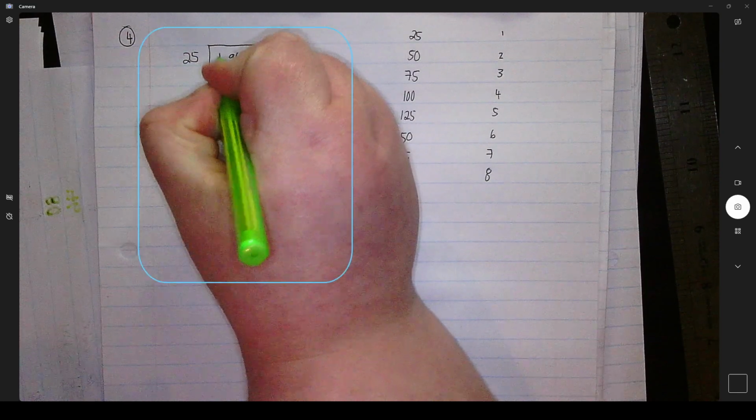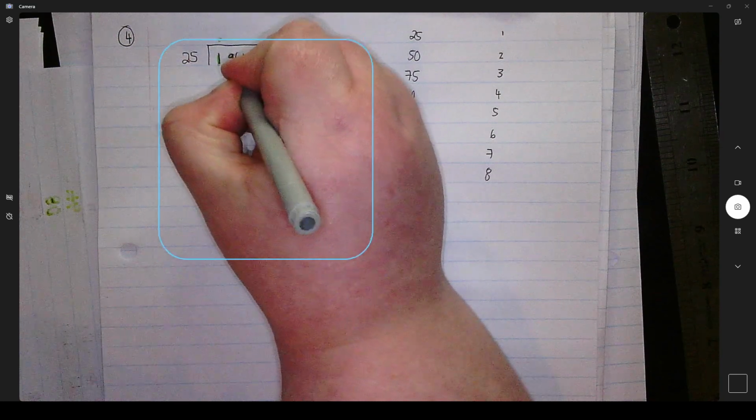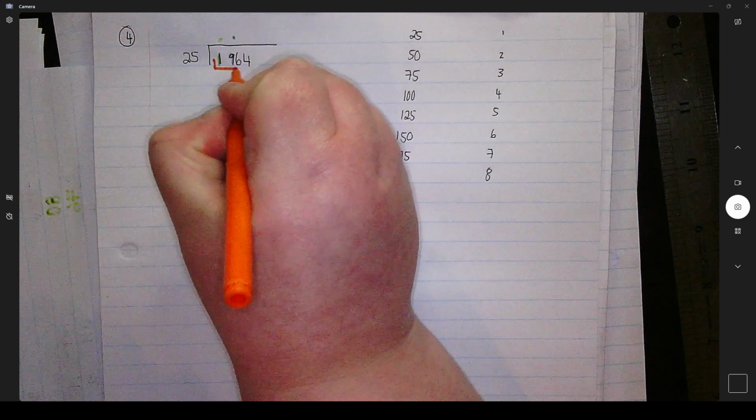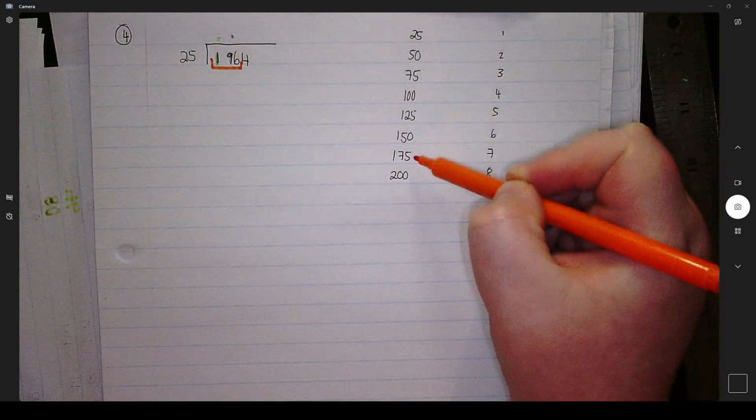Right, once again, I already have my clue board over here. 1 times 25 is 25, 2 times 25 is 50, 3 times 25 is 75, and so on. 25 can't go into 1. 25 also can't go into 19. So we look at 196. Okay, this is before and this is after, so it can only go in 7 times.